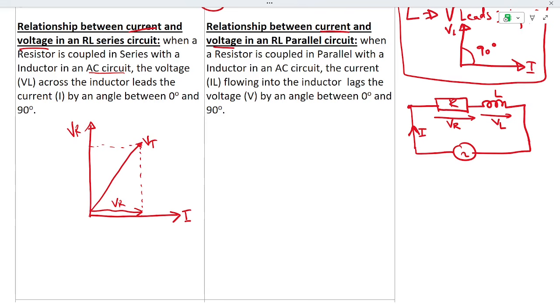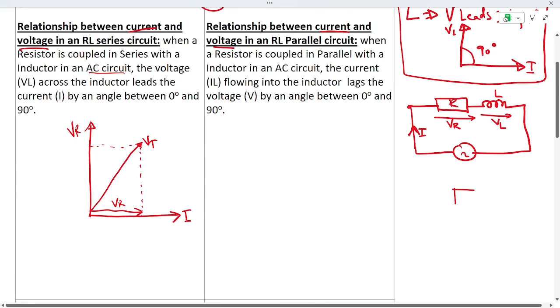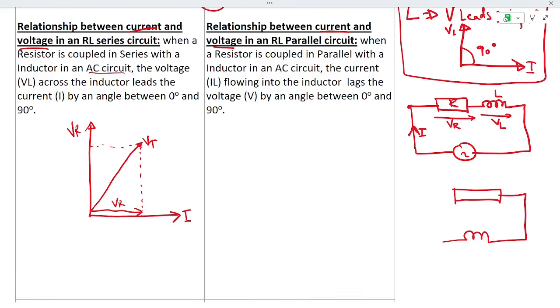Let's do parallel. Parallel means your resistor is in parallel with your inductor, both connected across an AC source. What is the one thing you know about a parallel circuit? It's that the voltage remains the same. Voltage is going to remain the same, but each component is going to have a different current flowing through it. An inductor is going to have IL flowing through it, and the resistor is going to have IR flowing through it. So that's how it's going to be.